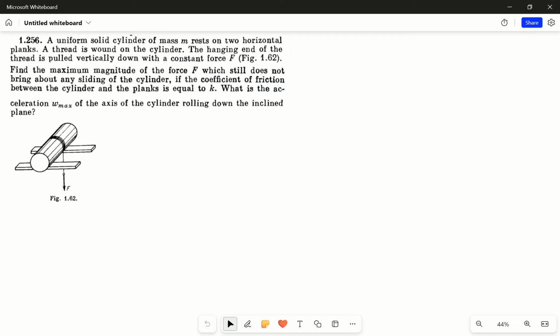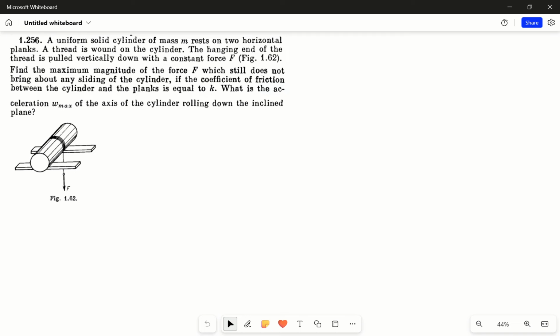So the question says a uniform solid cylinder of mass m rests on two horizontal planks. A thread is wound on the cylinder. The hanging end of the thread is pulled vertically down with a constant force F. Find the maximum magnitude of the force F, which still does not bring about any sliding of the cylinder. If the coefficient of friction between the cylinder and the planks is equal to K, what is the acceleration W max of the axis of the cylinder rolling on the inclined plane?